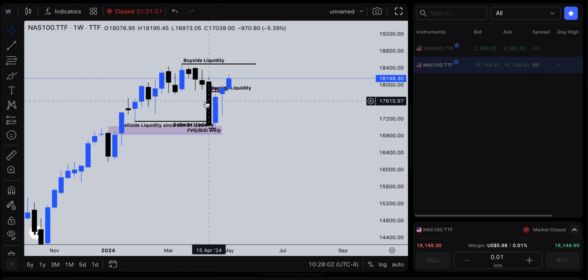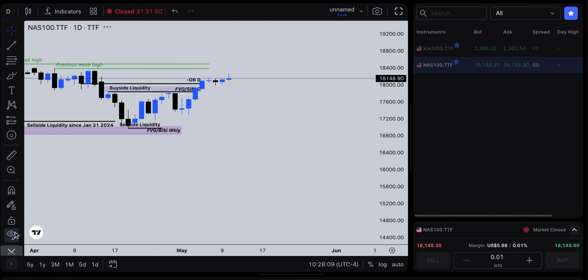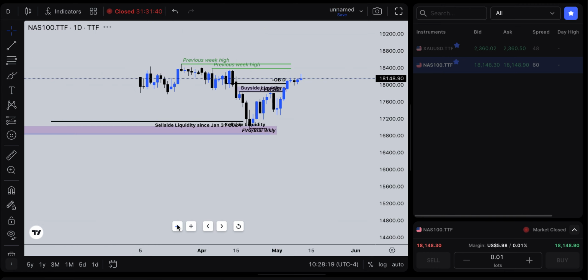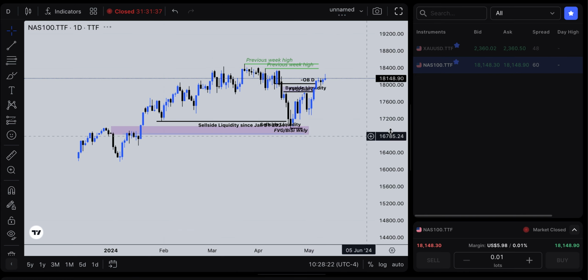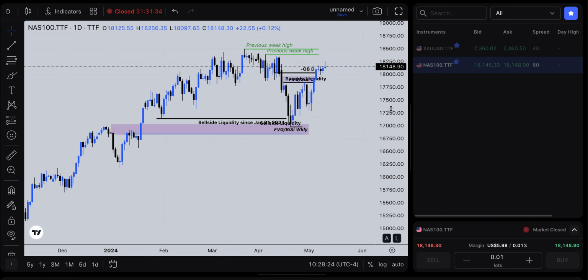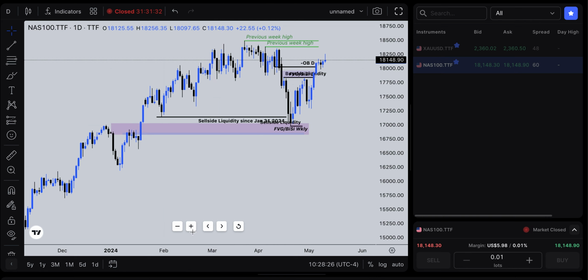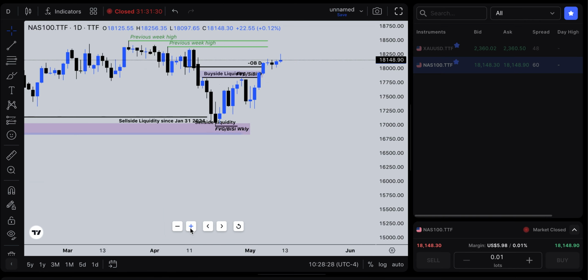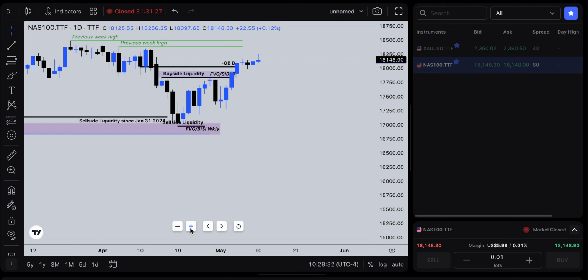Now we drop down to the daily time frame. Repeat the same steps, but this time keep an eye on the higher time frame zones marked out. Now mark out the PD arrays on the daily time frame range. Also mark out the liquidity levels.